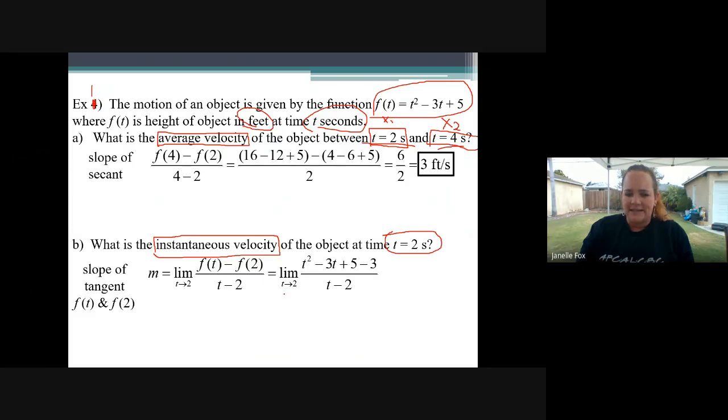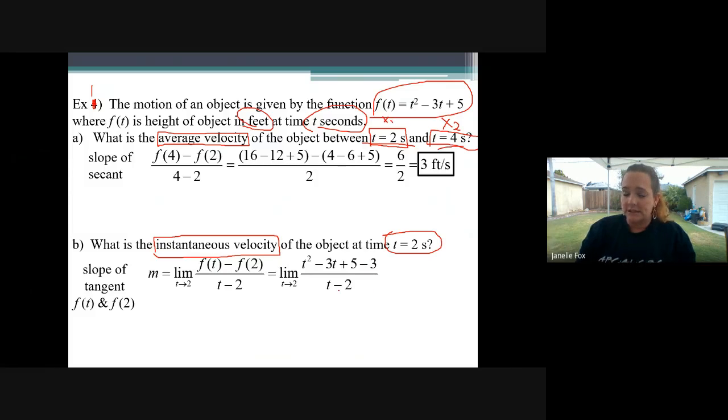And so the limit as t approaches 2, f of t is t squared minus 3t plus 5. F of 2 was 3. How did I get that? I just plugged in 2, right? It was 4 minus 6 plus 5, and then we got 3. So I get t squared minus 3t plus 5, and then minus 3, because 3 is the value of f of 2, all over t minus 2.